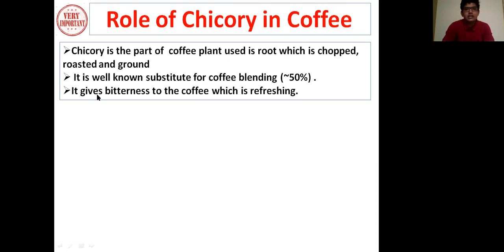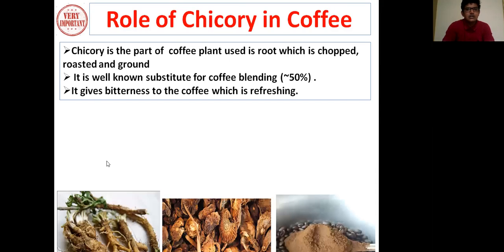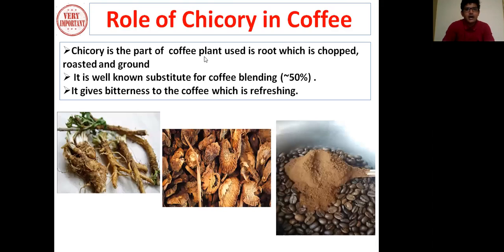This chicory gives bitterness to the coffee, which is found refreshing. So here we will see the detail. These are the roots of the coffee plants. Small thin pieces of the roots of the plants are chopped, and these chopped roots are dried and converted into powder form, and then the powder is mixed with the coffee beans. Here we can see the percentage, it is nearly 50%. So it is a very important constituent of this coffee powder. Chicory has a very important role in coffee for making it bitter.